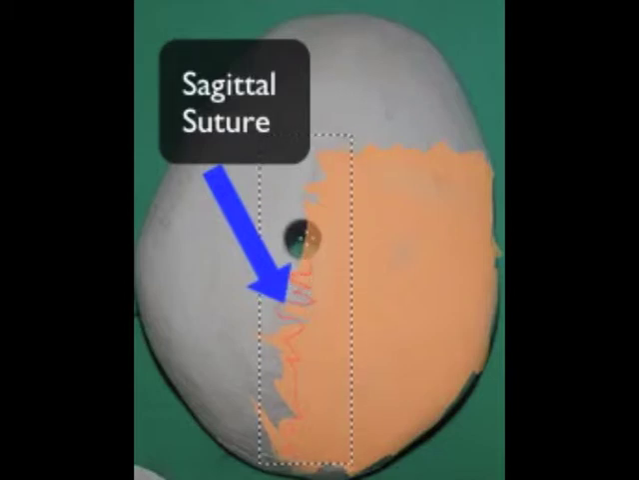We have now mentioned both the coronal and sagittal suture. A suture is a fused point in the skull. This was originally unfused and allowed for growth of the brain during late pregnancy and early infancy.